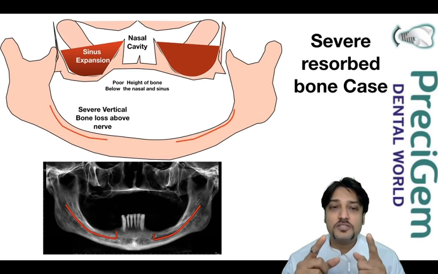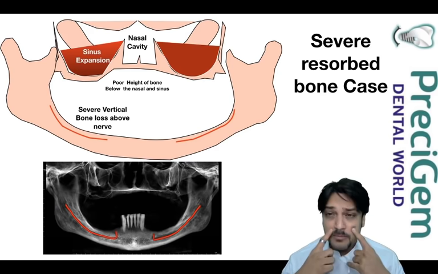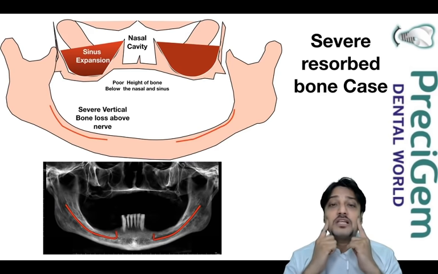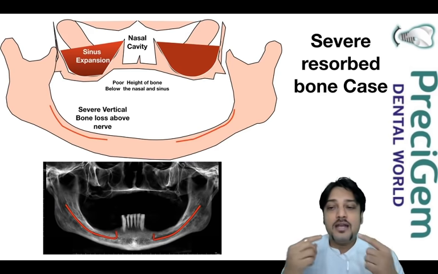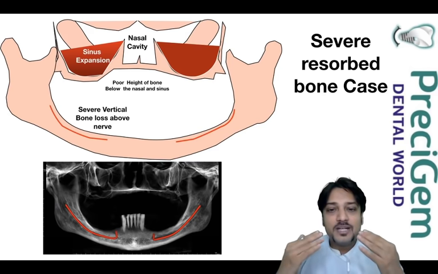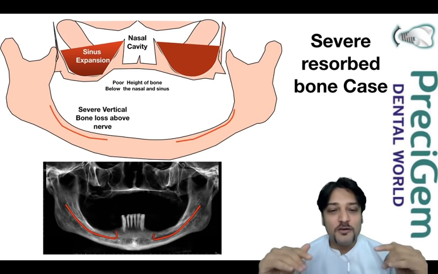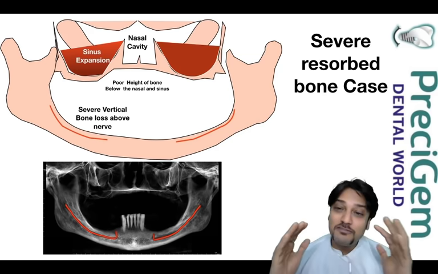So this is a situation where there is poor bone height available below the nasal cavity as well as below the sinus cavity. And of course the bone is so resorbed that it has come close to the position of the nerve, which you can see in the x-ray. So these are severely resorbed cases.